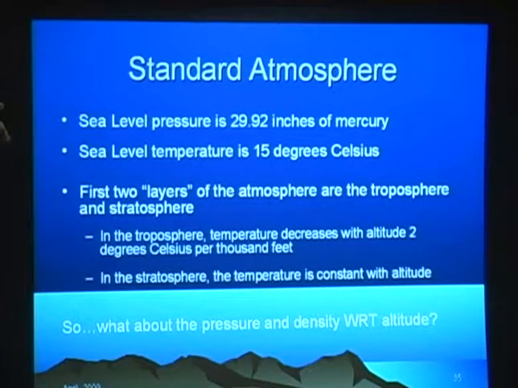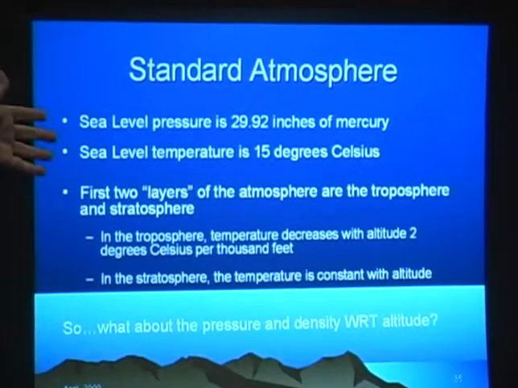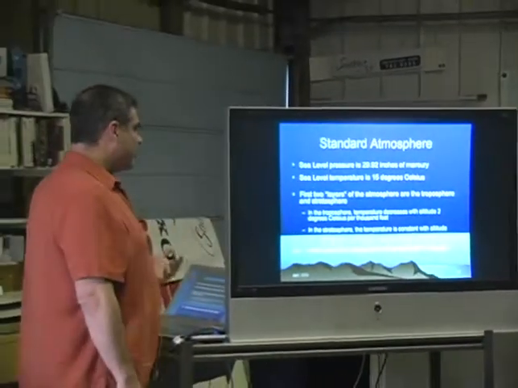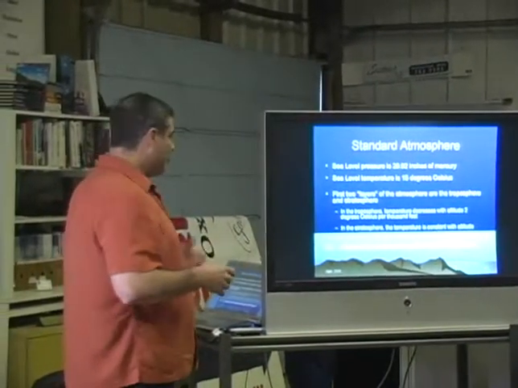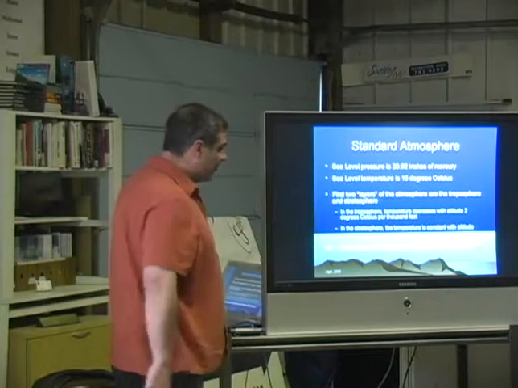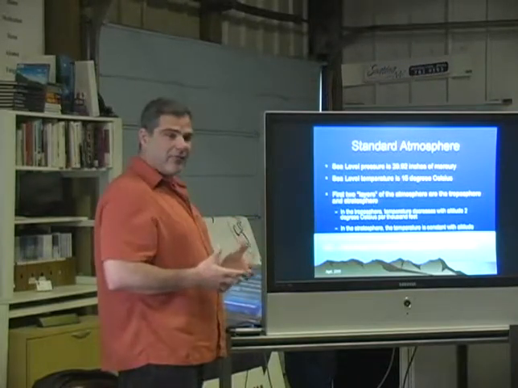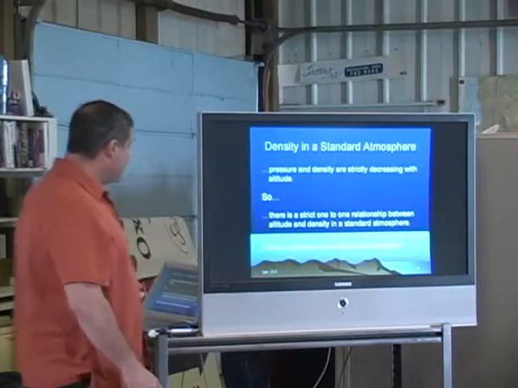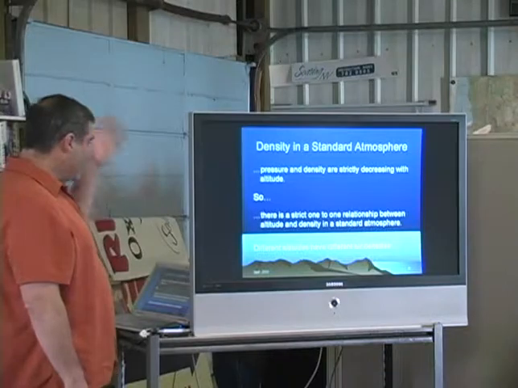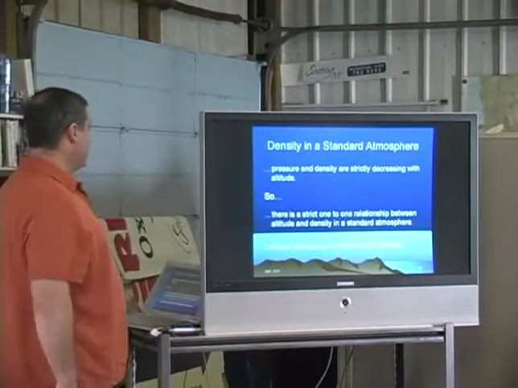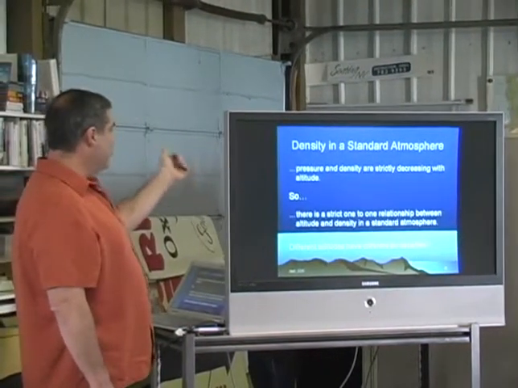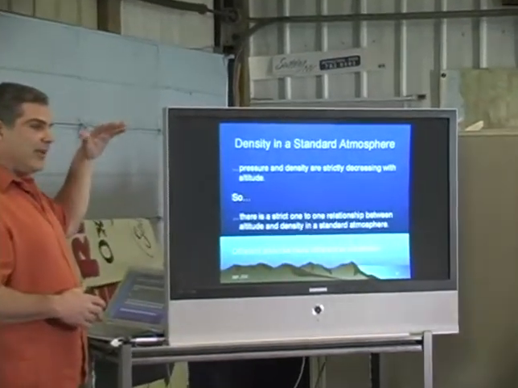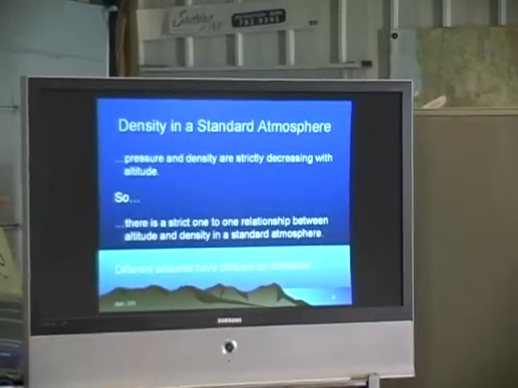So we know the pressure, density, and temperature at sea level, and we know what the temperature structure looks like. What about the pressure and density with respect to altitude? We know what the temperature does, but we're interested in density because that's what affects our aircraft's performance so much. I will skip the derivation of pressure with respect to altitude in the atmosphere, because that can take a lot of calculus. But the upshot is that the pressure and density are strictly decreasing with altitude. You go up another 1,000 feet, and the density decreases, the pressure decreases.